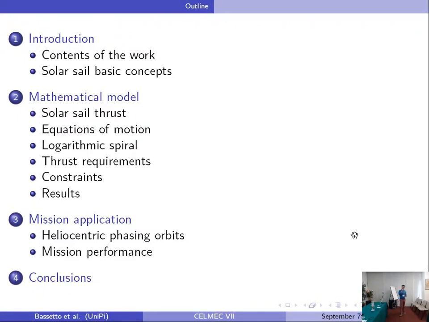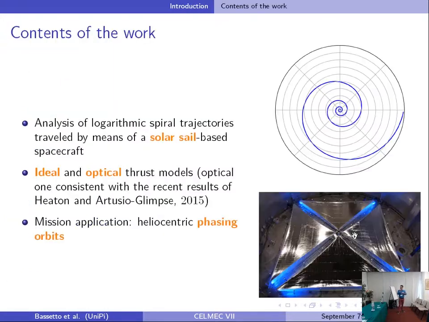So this is the outline of my presentation. First I will introduce our goals, and then I will talk about the main features of solar sails. Then I will describe the mathematical model we have used for the description of one possible application in a heliocentric context.